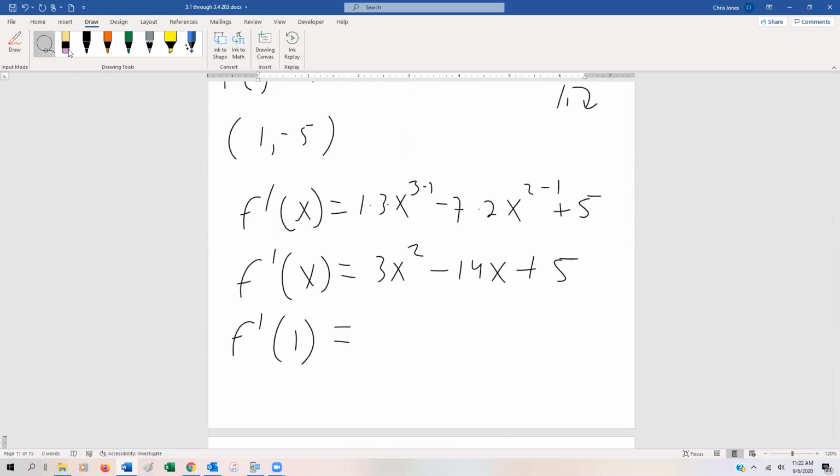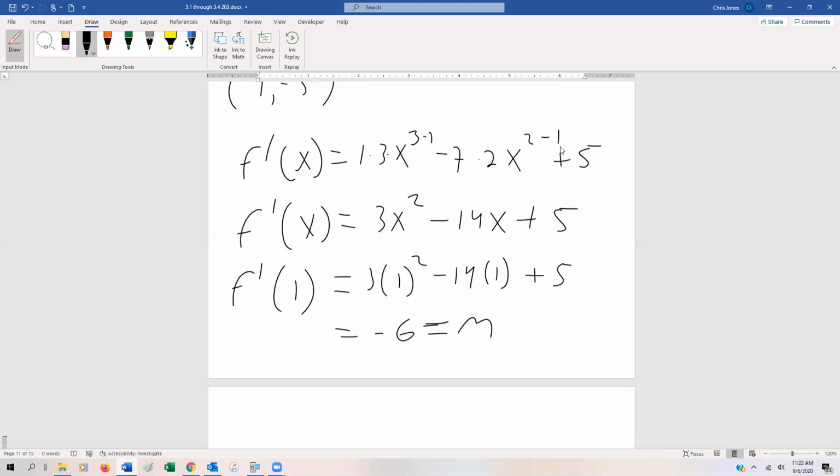So f prime at 1 is going to be 3 times negative 1 squared, minus 14 times 1, plus 5, which should work out to be negative 6. 3 minus 14 is going to be negative 11. Negative 11 plus 5 is negative 6. And remember, this is the slope at that point, a equals 1. Right? So we have our slope.